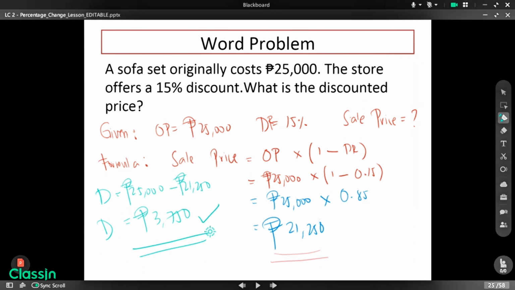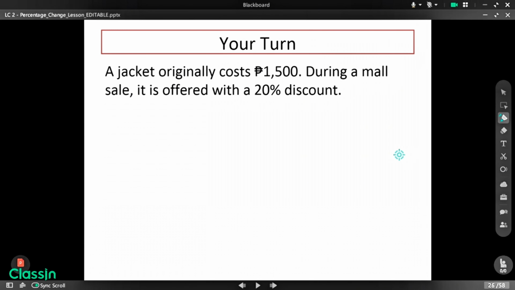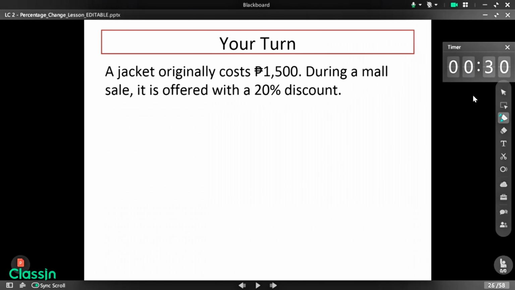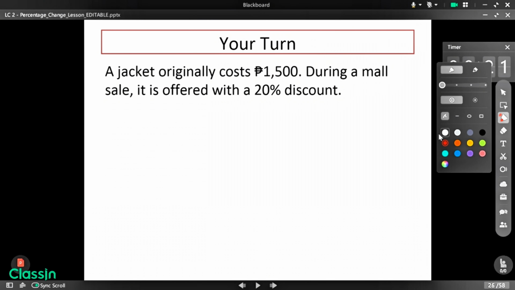Now it's your turn. Would you mind to solve this? Only for 30 seconds. Your timer starts now. So how much is the sale price?